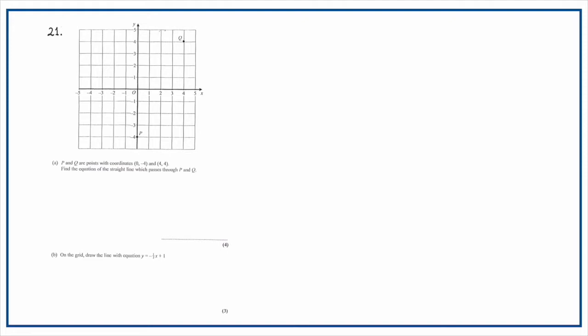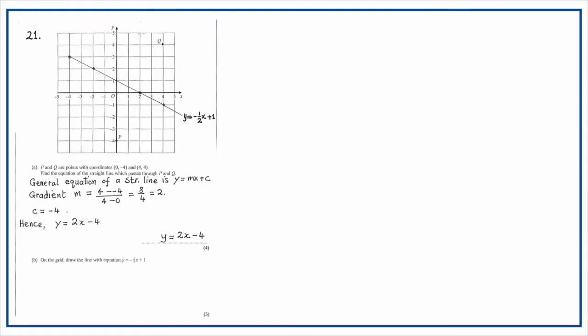Well, the general equation of a straight line is y equals mx plus c. Gradient m equals the difference in the y coordinates over the difference in the x coordinates. So it's 4 minus minus 4, minus times minus is plus, so it's 4 plus 4 is 8. 4 minus 0 is 4. 8 divided by 4 is 2. And the y-intercept is (0, -4), so c equals -4. Hence y equals 2x minus 4. So the equation of the straight line which passes through P and Q is y equals 2x minus 4.